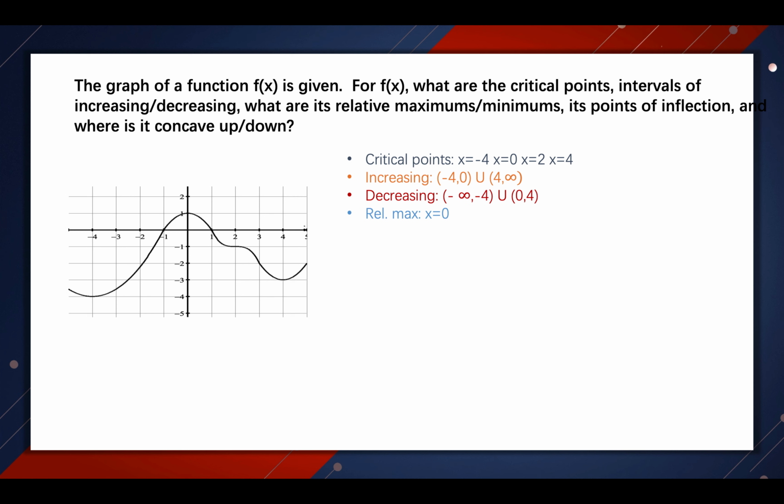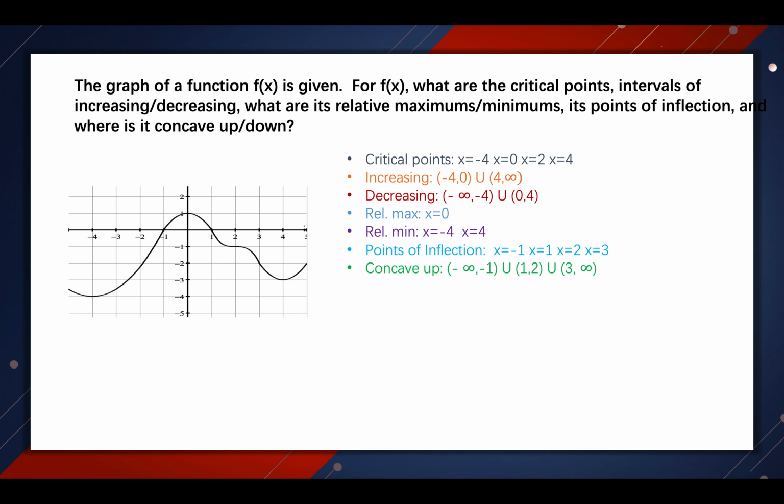When the graph is decreasing, it is when x is from negative infinity to -4 and 0 to 4. The relative maximum in this graph is when x equals 0, and the relative minimum is when x equals -4 or x equals 4. The points of inflection are when x equals -1, x equals 1, x equals 2, and x equals 3.